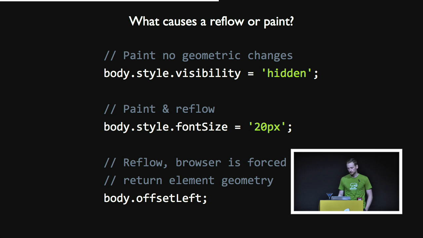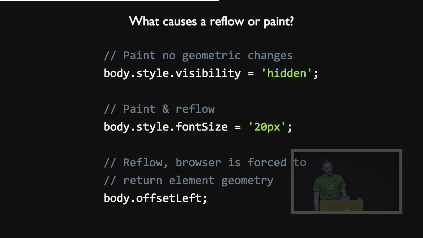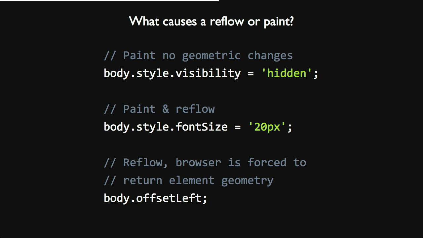And this is just an example. In the code, toggling visibility is just a paint because it's a non-geometric change. Whereas toggling the font size will cause a paint and a reflow. It needs the reflow to calculate where everything's positioned now because the font size increased, and then it needs to paint it to the screen.